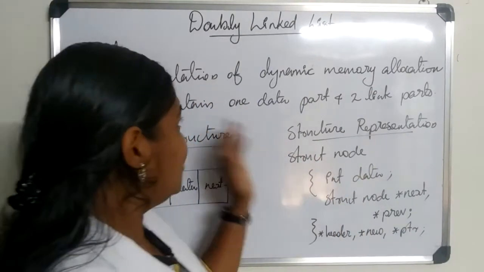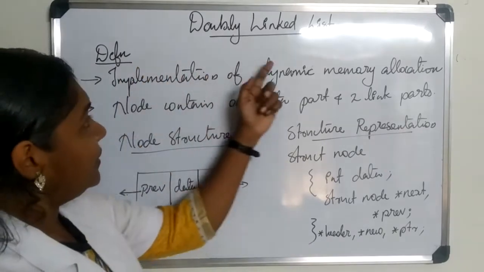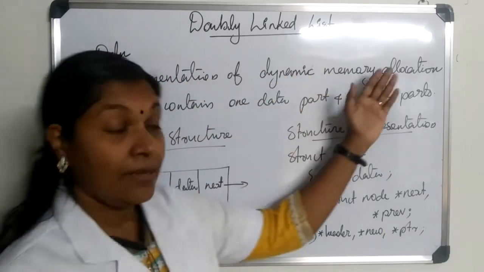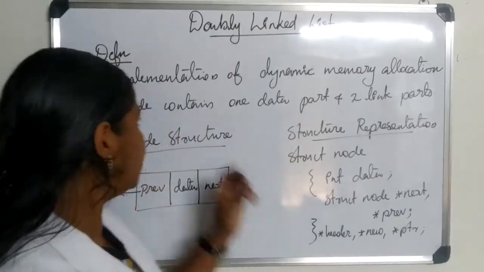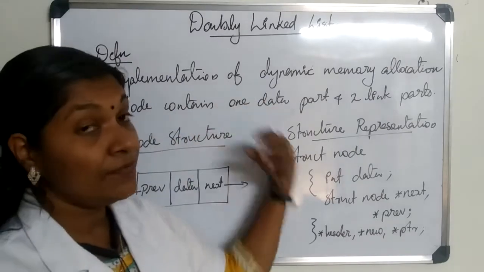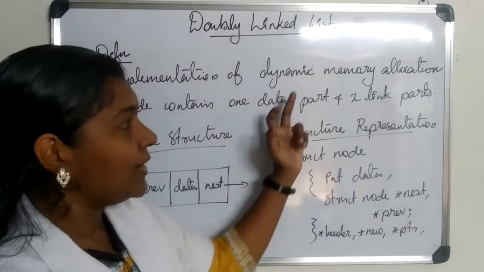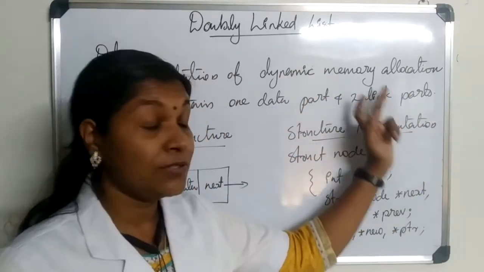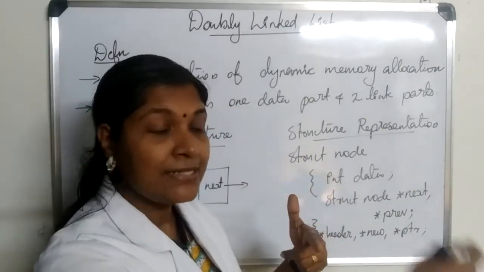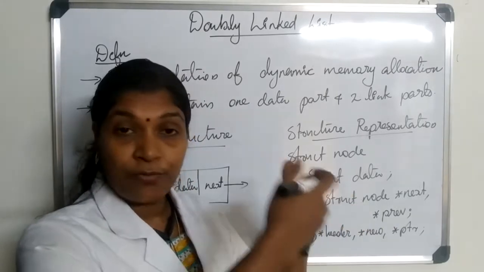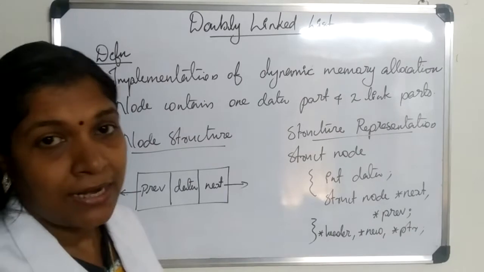So moving on to the board, I have written all the points which we require. So considering the definition, it is the implementation of dynamic memory allocation. I specified it already. It is the same as that of our single linked list. Then the difference of doubly linked list from single linked list is that the node contains one data part and two link parts. And what are these two link parts for? In order to point to the next node, it was already there in single linked list, and an additional pointer in order to point to the previous node. That is the special provision provided in doubly linked list.